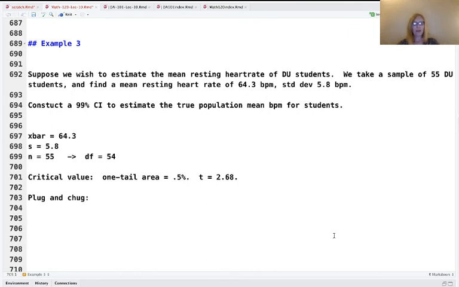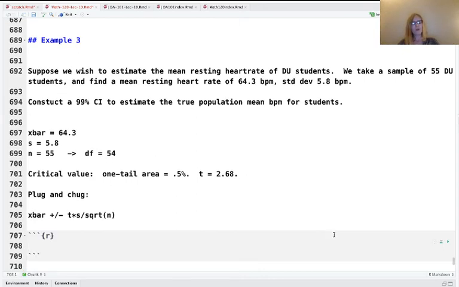What's that give me? Our formula, just to remind you, the formula for this stuff is x bar plus or minus t times s over the square root of n. We know what all of those things are. So let's do it. I'm going to do the minus first and then the plus. That's 64.3 minus t star value is 2.68. My standard deviation is 5.8 divided by the square root of 55.